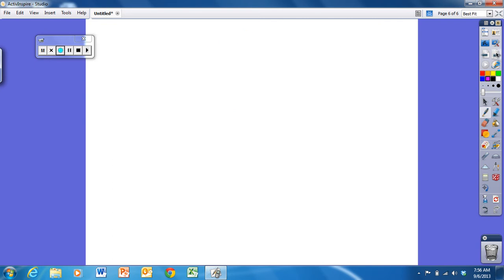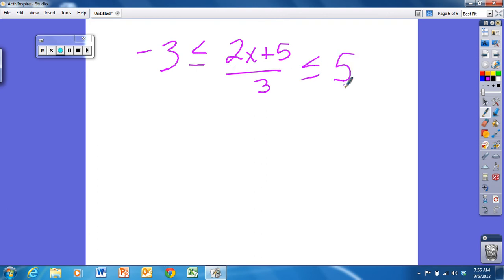All right, let's get to some harder stuff. You're probably bored. Solving a double inequality. So for instance, negative 3 is less than or equal to (2x plus 5) divided by 3 is less than or equal to 5. So that means this expression, when we pick a value for x, has to be between negative 3 and 5 on a number line. Go ahead and solve this, see what happens. Pause the video and solve it.